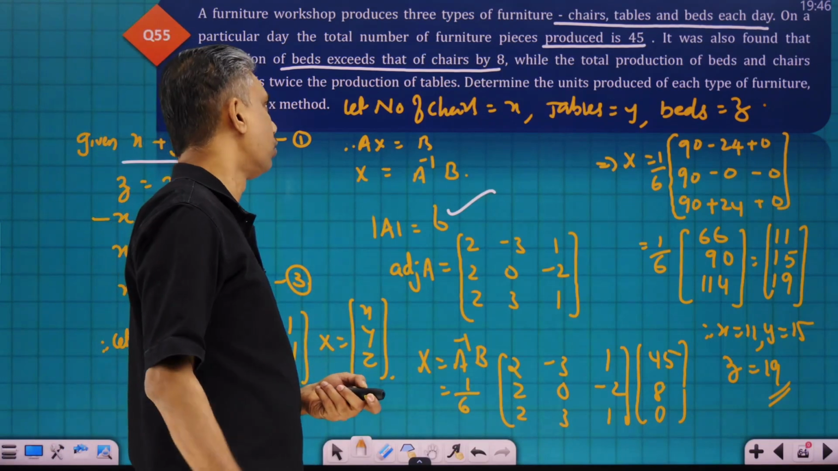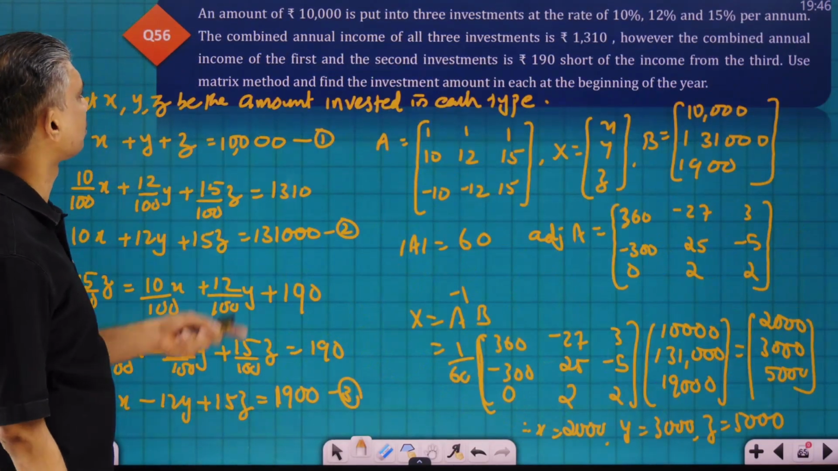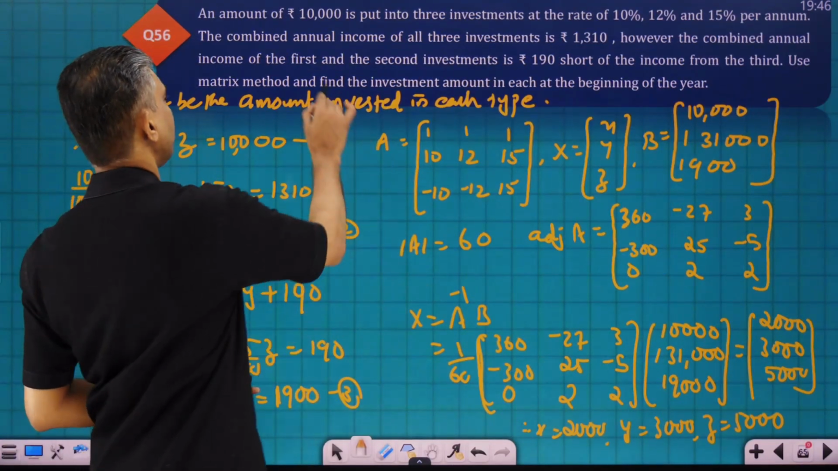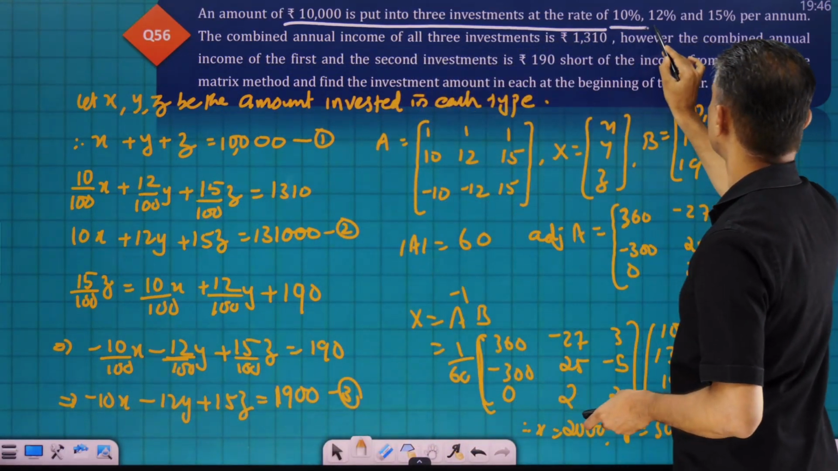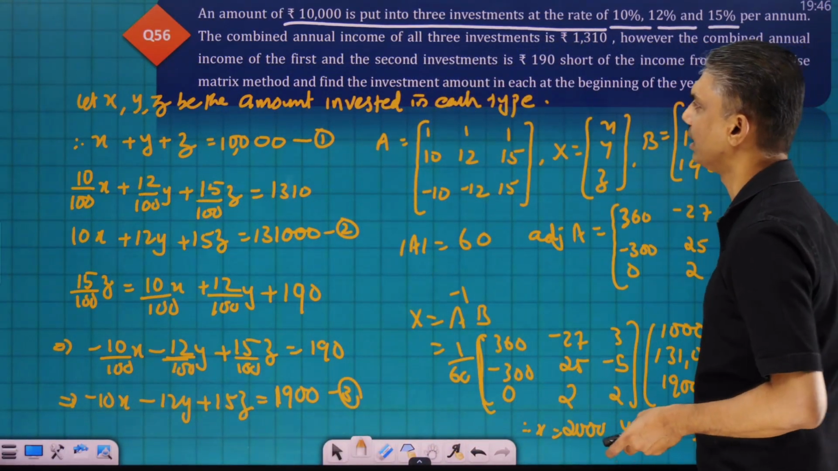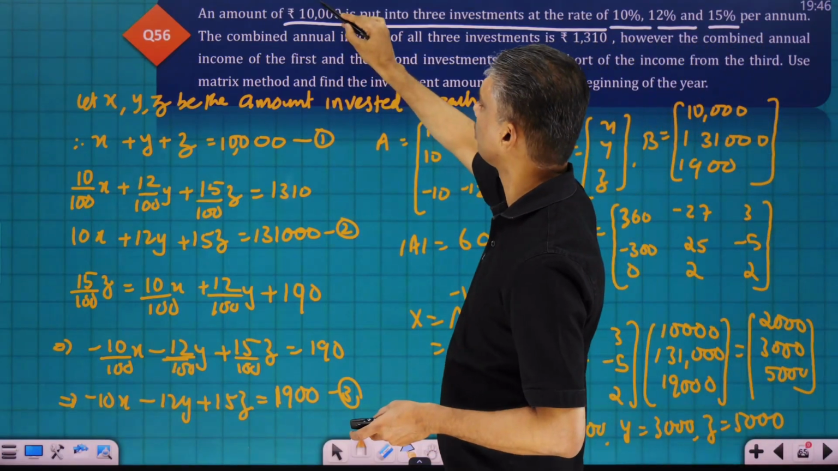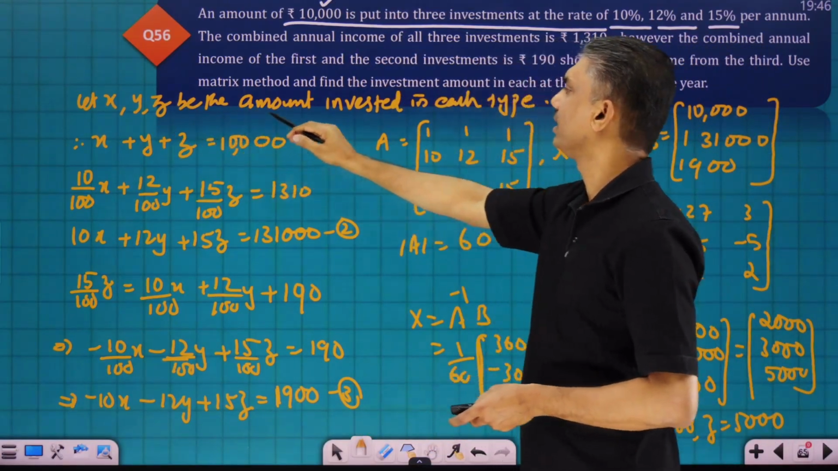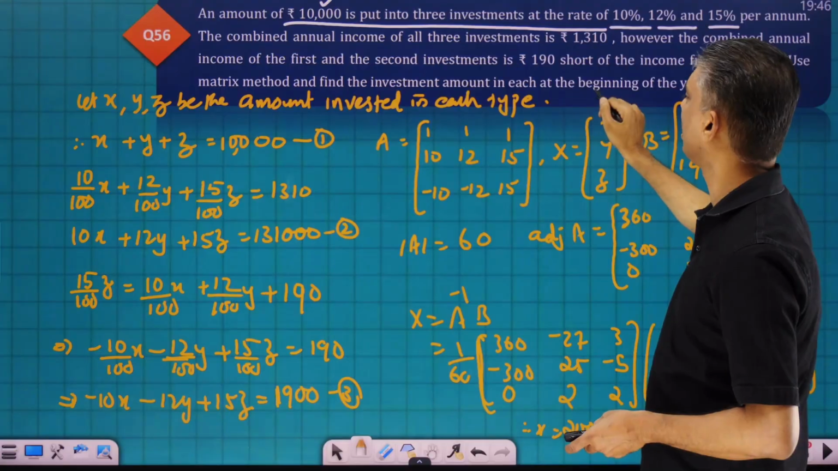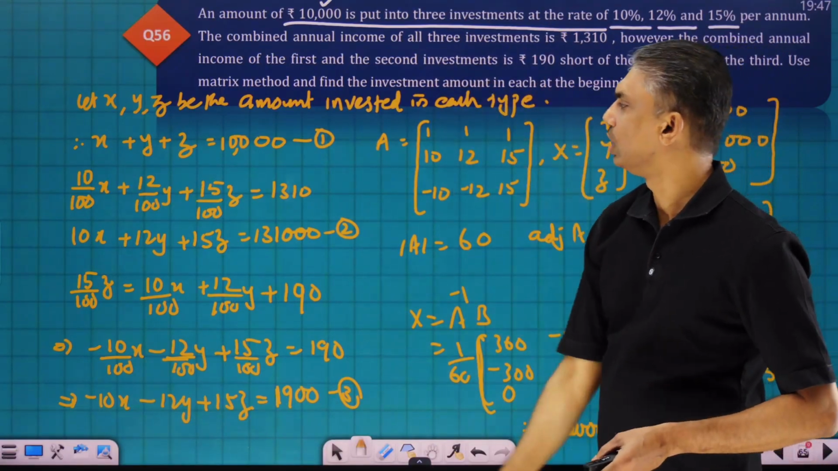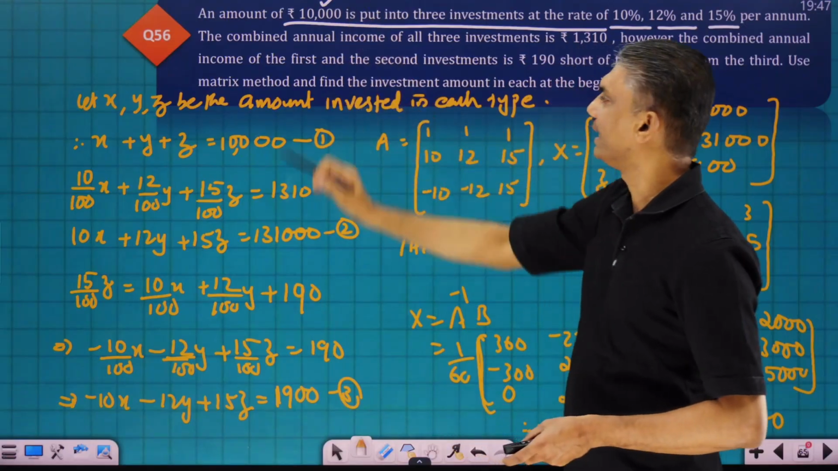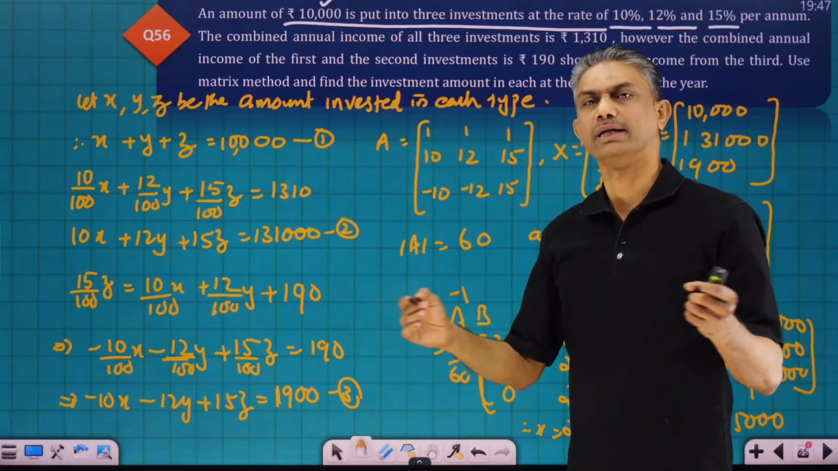Now, let's go for the next question, 56. An amount of 10,000 is put into 3 investments at the rate of 10%, 12% and 15% per annum. So what is the total amount? Let X, Y, Z be the amount invested in each type. So X plus Y plus Z is 10,000, the total amount.